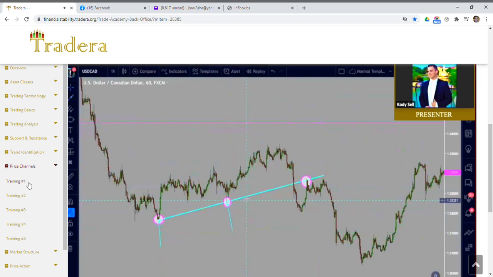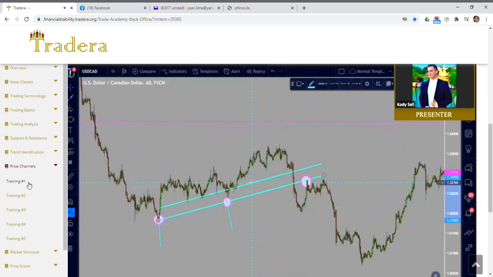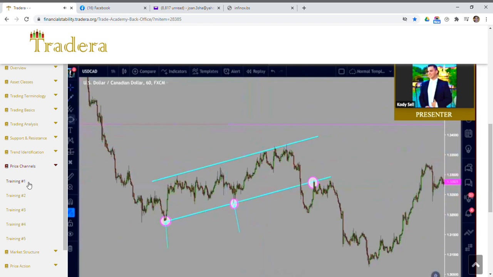Now, what is the channel going to be for this? Because every trend line will have a channel. So let's duplicate this, and then let's pull it across to the other side. So what are we looking at on the other side? Well, where's our resistance? Here, here, here, here, and here.